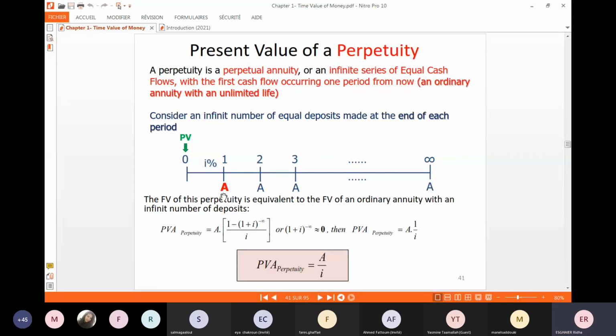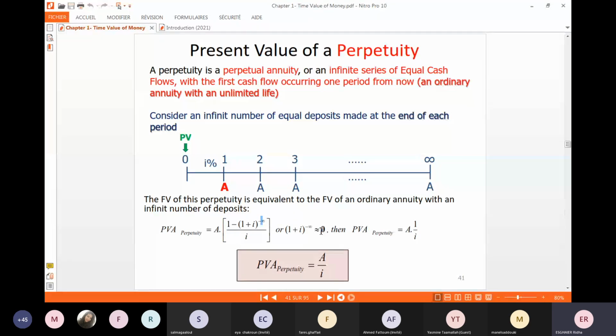Simply here, the number of A's is infinity, not N. The formula is the same, but the power here is minus infinity, not minus N. Here, when the power is relatively high, for example, let's take even 100 years or 100 periods, 1 plus I power minus 100 will give you approximately 0. So 1 plus I power minus infinity will be 0.